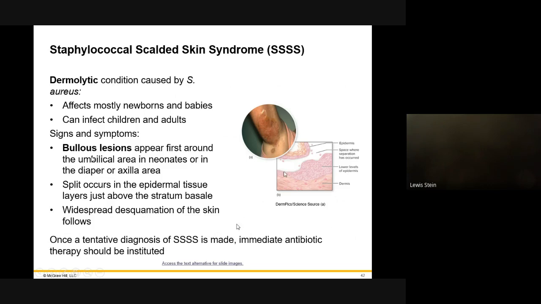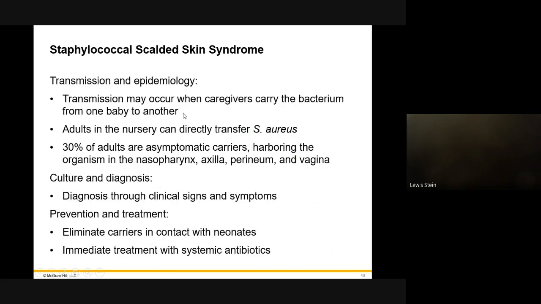So you have blisters. It starts with vesicles, then you have blisters, then you have bulla. A bulla is a large blister, like big blisters that are there. Neonates, umbilical or in the diaper area. Wide desquamation, losing all those squamous cells. Immediate antibiotic therapy. This is life-threatening because of fluid and electrolytes.